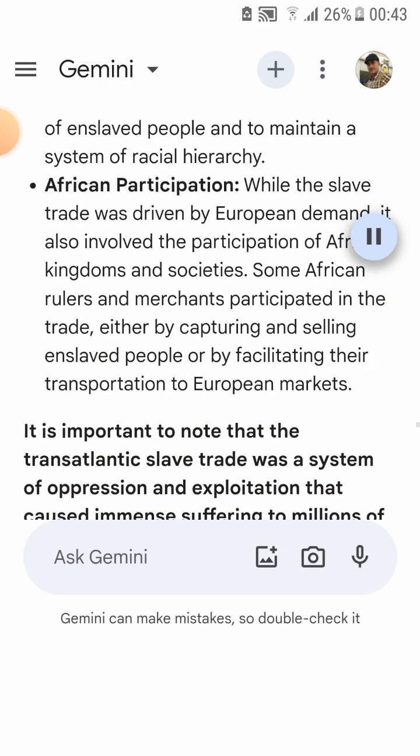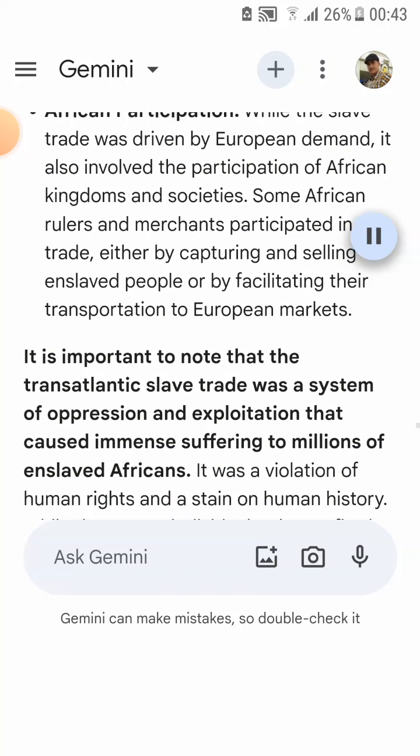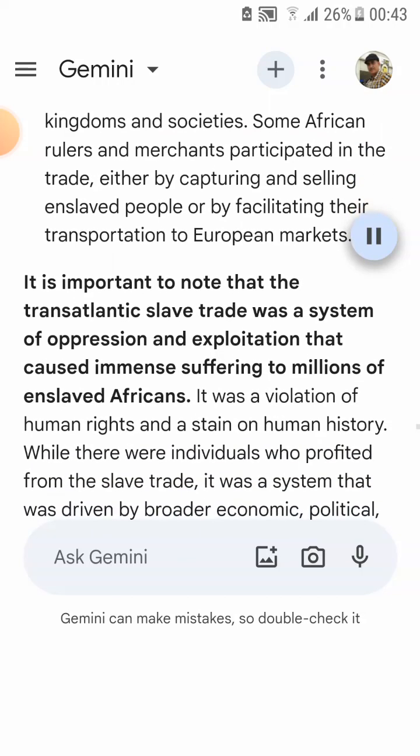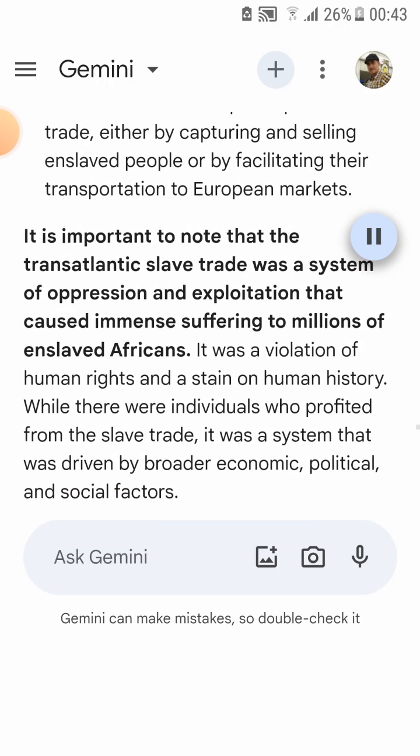African participation. While the slave trade was driven by European demand, it also involved the participation of African kingdoms and societies. Some African rulers and merchants participated in the trade, either by capturing and selling enslaved people or by facilitating their transportation to European markets.